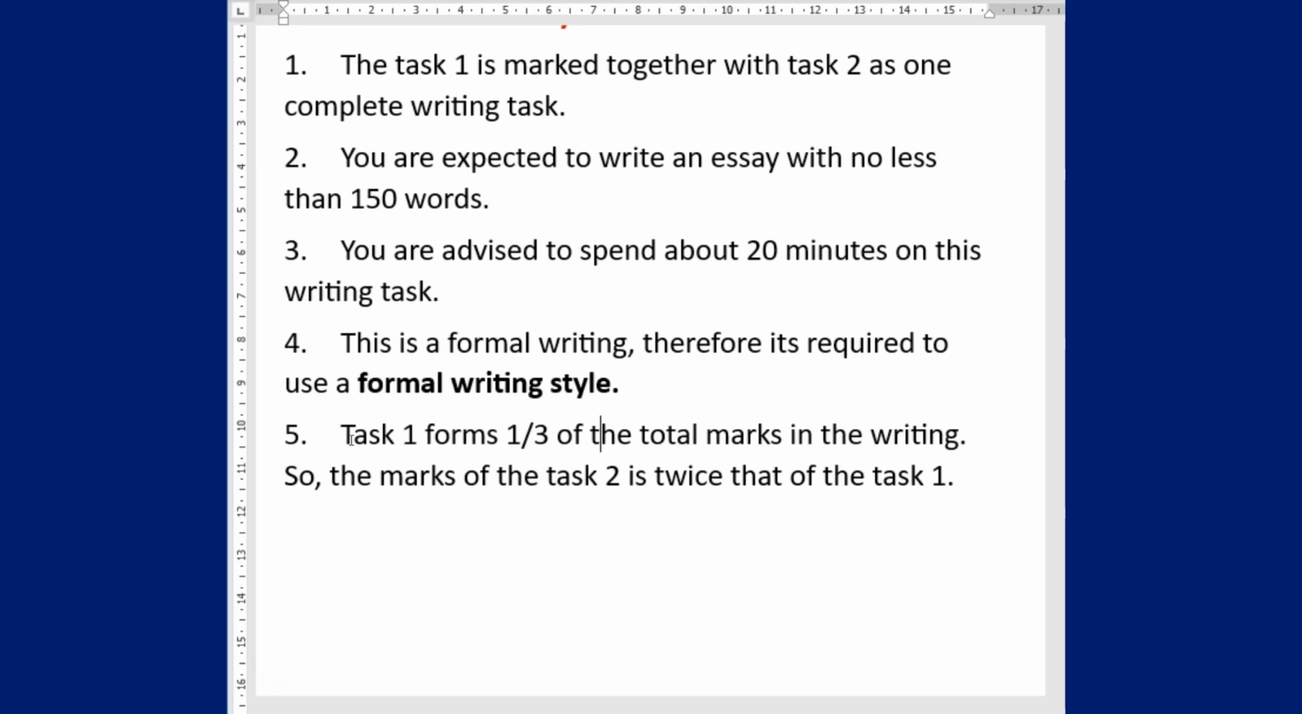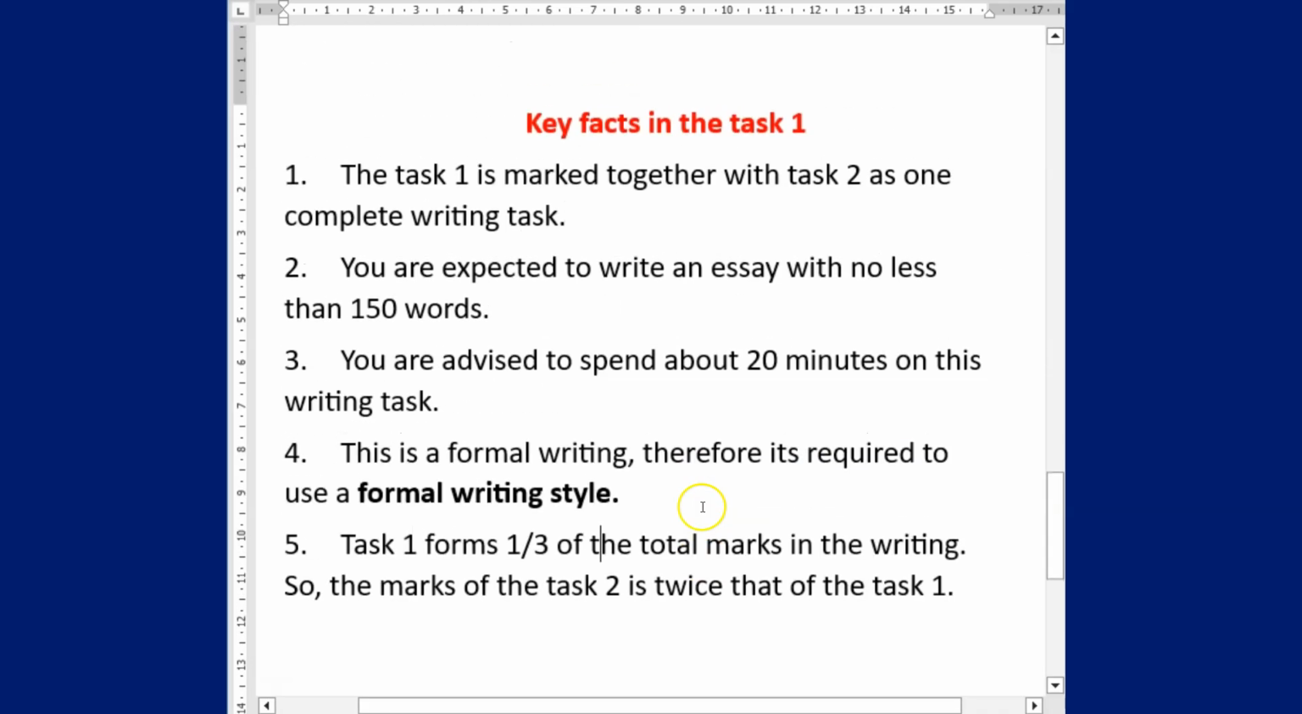All right. So that is what you should understand. So the task 1 forms 1/3 of the total marks in the writing. So the entire writing task is marked over 3. So the writing task 1 will take 1 part of the third marks, and then the task 2 takes 2/3 of the entire marks. So that is how the marking is done. So the task 2 is twice that of the task 1. When it comes to the marks, the task 2 is twice that of the task 1. All right, so this is all that you need to know about the writing task when it comes to the overview.